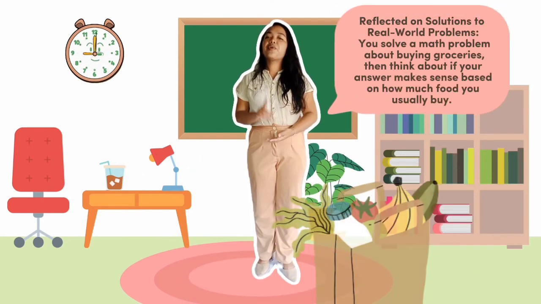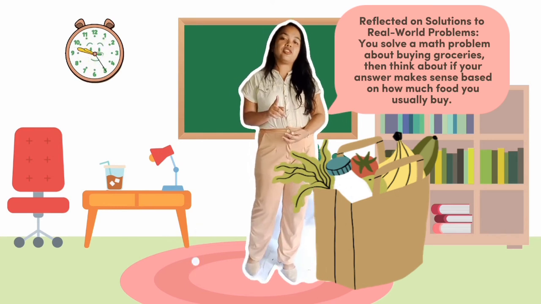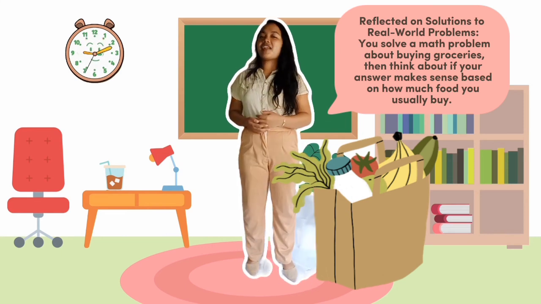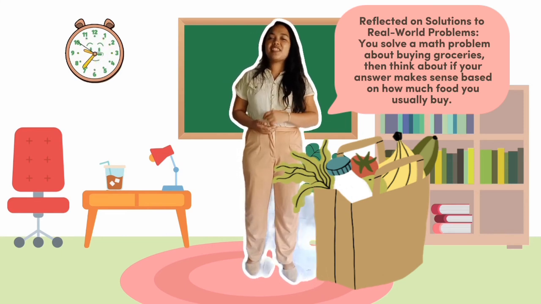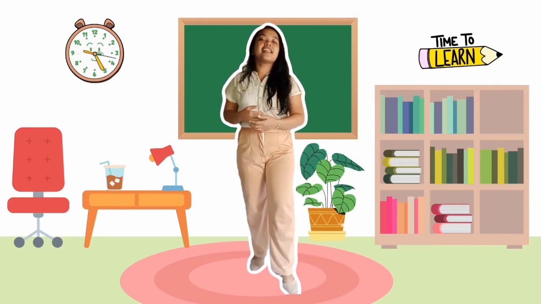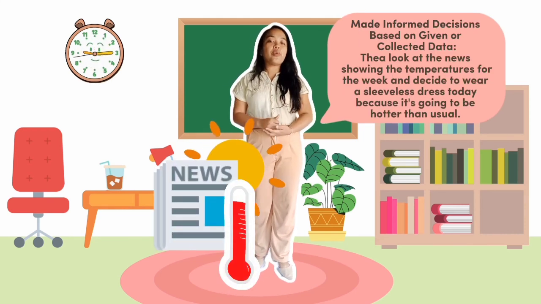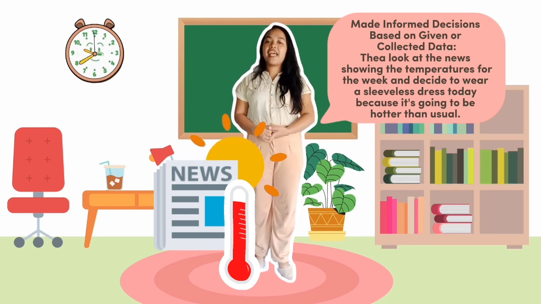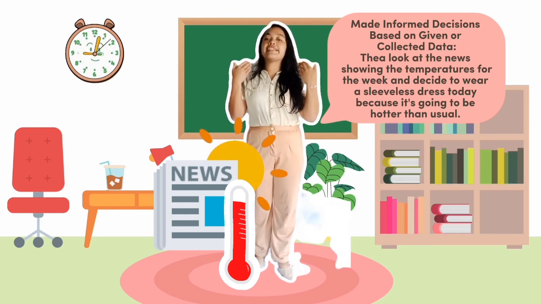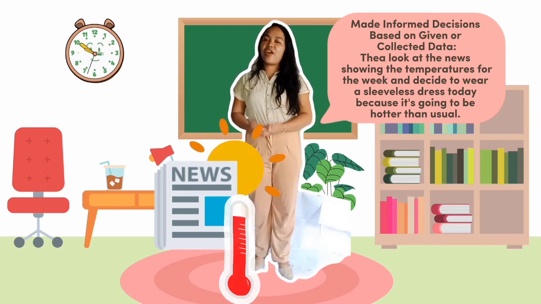Another scenario, you solve a math problem about buying groceries and budgeting. Then think about if your answer makes sense based on how much food you usually buy. For the last scenario, Thea looked at the news showing the temperatures for the week and decided to wear a sleeveless dress today because it's going to be hotter than usual.